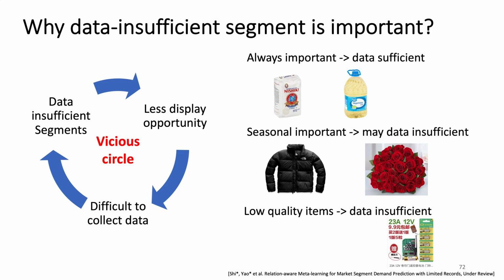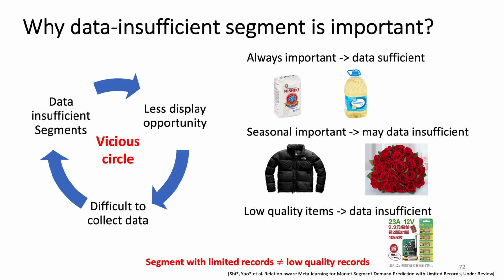The third one is definitely a low quality item, so data is insufficient. For example, people purchase some typical batteries for some specific devices, so few people will purchase them on this platform. So this is a low quality item. We can see some seasonally important items may be data insufficient, and low quality items may also be data insufficient. For the platform, we do not want the low quality items to be put in the platform, but we also want the seasonally important items to be put in the platform. Thus, segments with limited records are not equal to low quality ones. We want to improve the prediction performance of data insufficient segments, and if we can predict them very well, we can improve the downstream performance of displaying them in the platform.